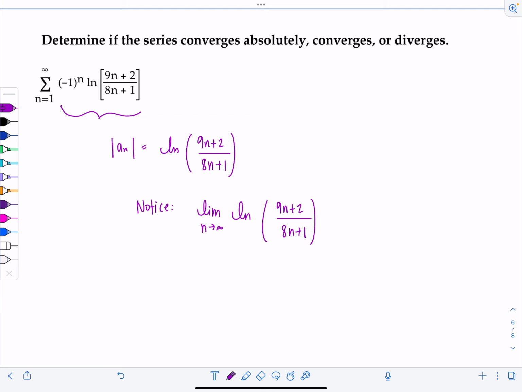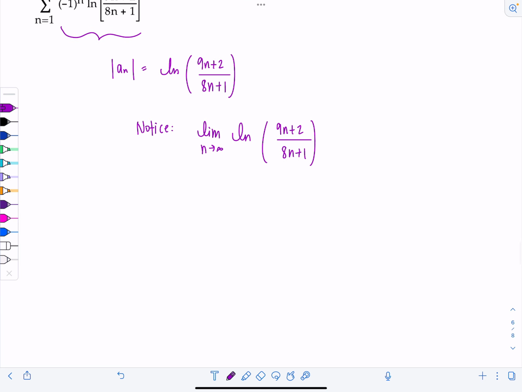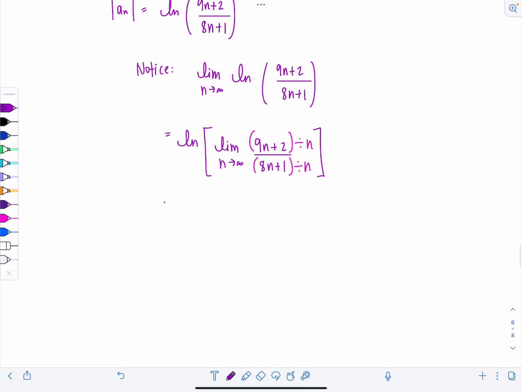How would you take that limit? As n goes to infinity, n is getting very, very large. The domain of natural log is all real numbers greater than 0, right? So I can pass that limit through the natural log. And we have the limit as n goes to infinity of (9n + 2)/(8n + 1). We can just divide top and bottom by the highest power of n in the denominator, which is n to the first, and then just keep the ln outside.